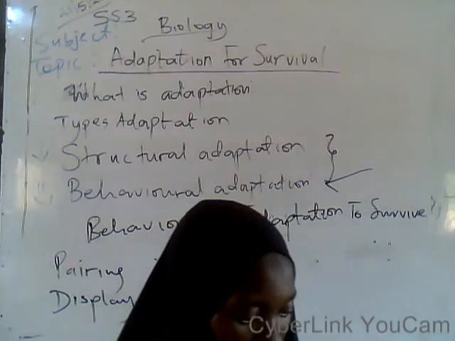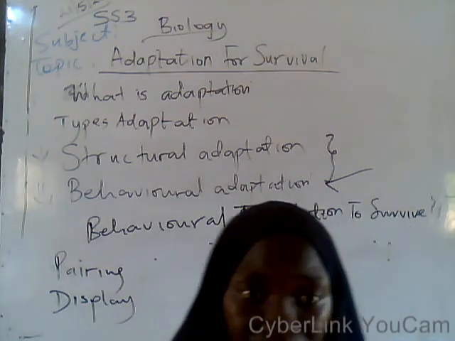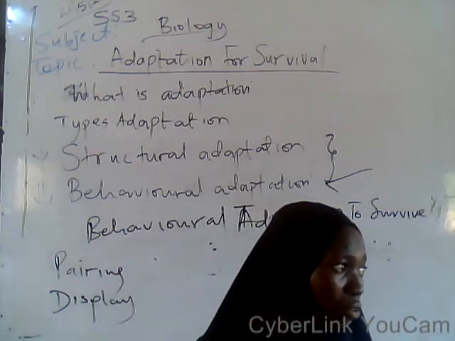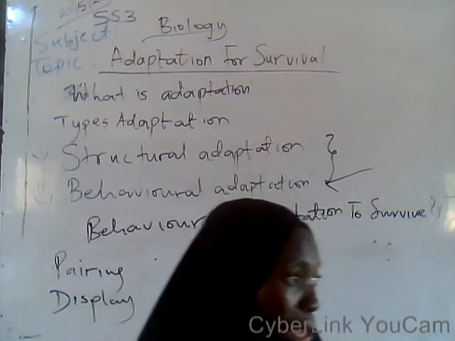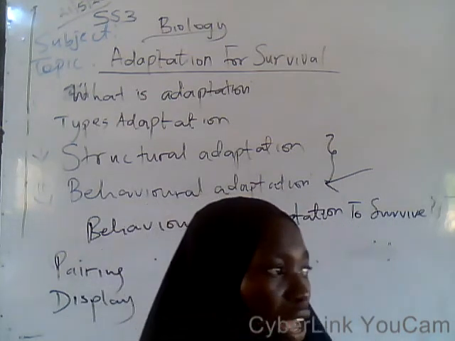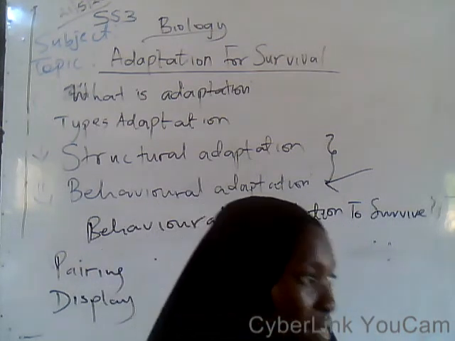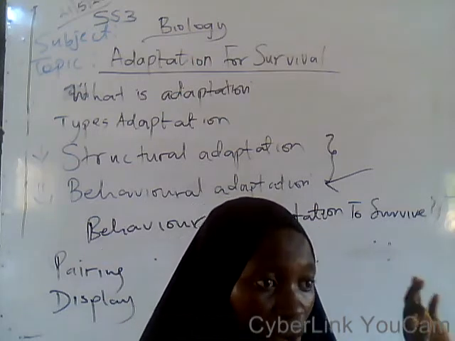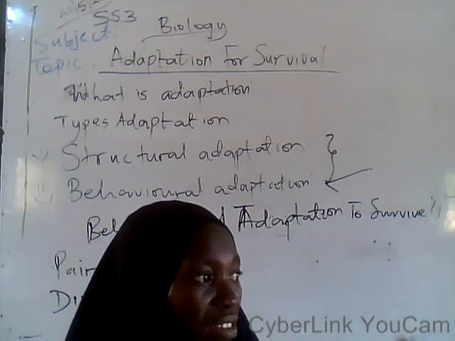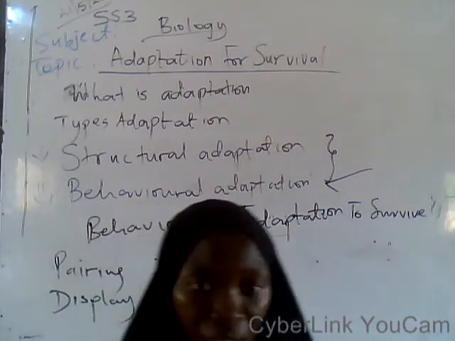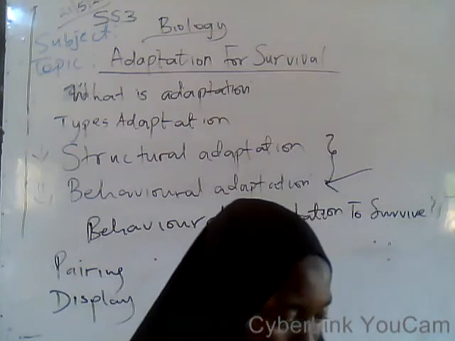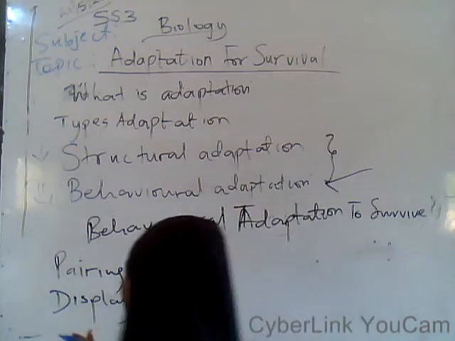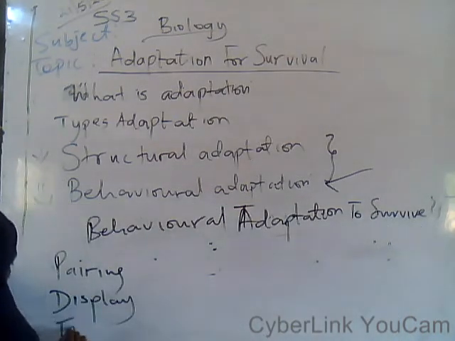A very good example of display is found in birds. When those animals want to mate, the male counterpart tends to exhibit its fine feathers, its beautifully colored feathers. It will exhibit all these feathers for the female animal to see, so as to attract it for mating to take place. Another example of courtship behavior is known as territoriality.